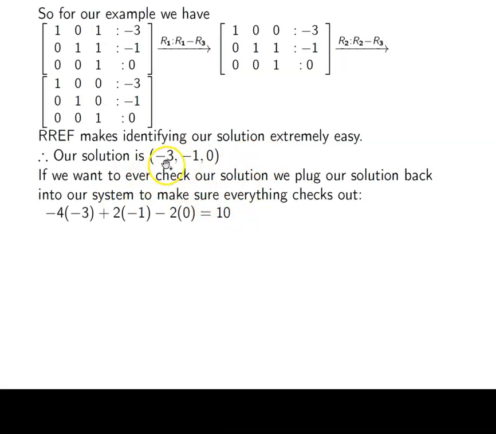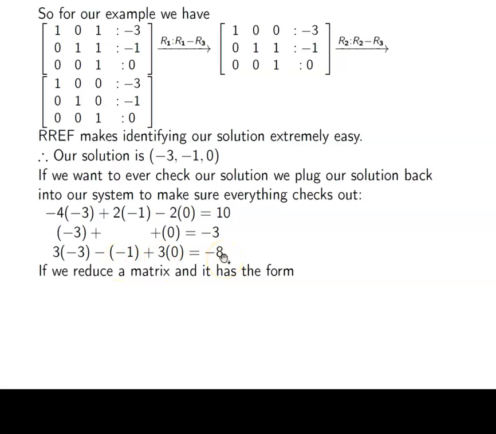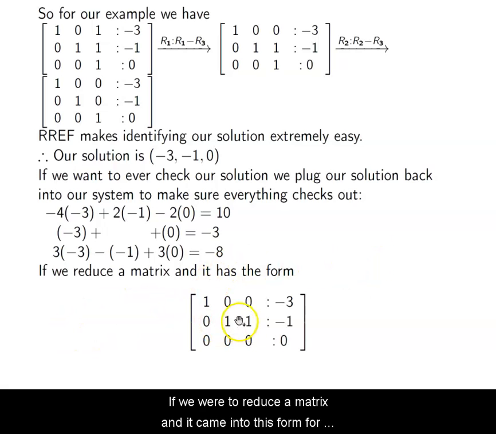So x1 is -3, x2 is -1, and x3 is 0. So here I'm going to have 12 minus 2, right? 12 minus 2 is 10. -3 and 0 will give me -3. -9 plus 1 plus 0, so -8. So it checks out.